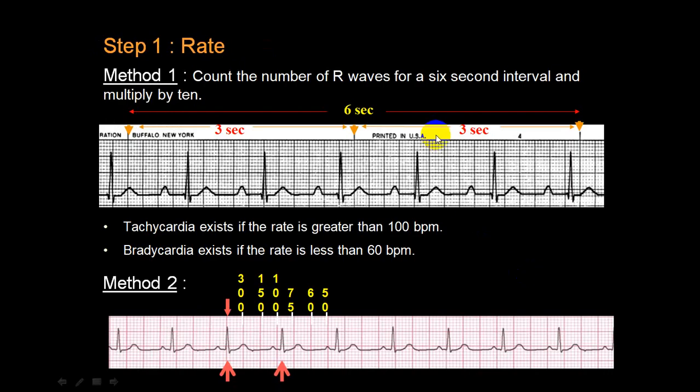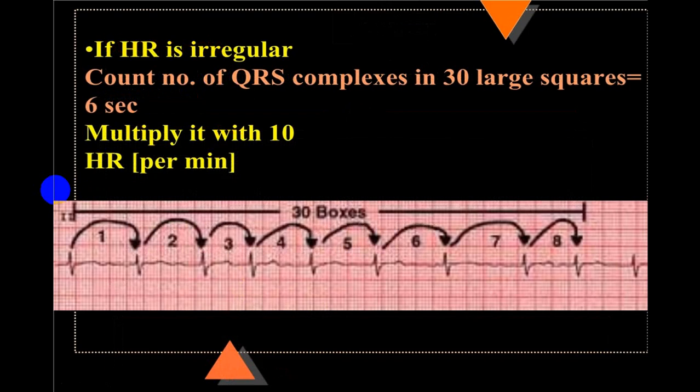And this is when you take a 6-second paper, calculate the number of QRS complexes or the number of P waves, and multiply by 10. This can be utilized also in case of a regular rhythm, and it is the only method by which you can calculate if the rhythm is irregular. So whichever technique you can utilize accordingly. This is one ECG which shows a 6-second paper, and in that the number of QRS complexes is 8. So 8 multiplied by 10 will give you the rate of 80.